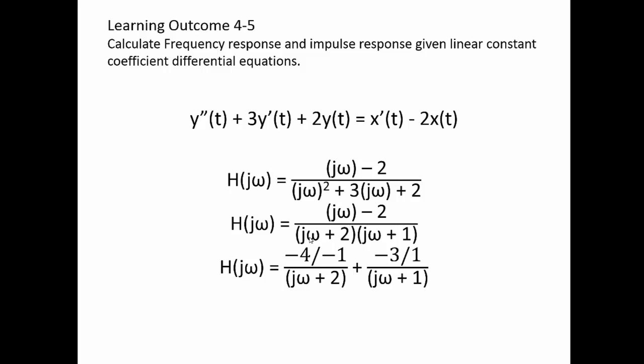Now we're ready to invert. Look in your table 4.2, which has a whole bunch of common Fourier transform pairs, and you will find we have through linearity, the 4 comes down. Through linearity, the plus comes down. Through linearity, the negative 3 comes down. And 1 over j omega plus a is e to the minus a t u of t. Here a is 2, here a is 1. These u of t's are very, very important. Your answer is wrong if you do not include them.